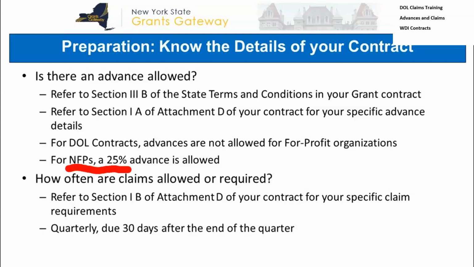And how often are claims allowed or required? That's stated in your contract. So in Section 1B of Attachment D, that section talks about when your claims are due. And certainly your contract manager can help you with that as well. So it's not like you're in trouble if you don't do it right away or within 30 days, but that's kind of how it's laid out in the contract, and you should do it as written in the contract.